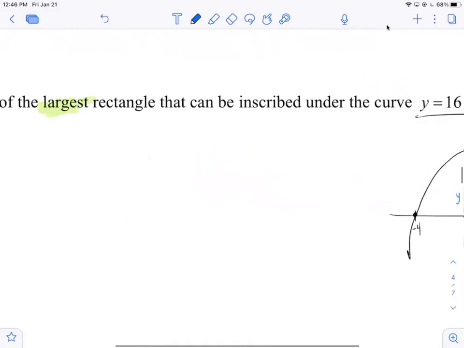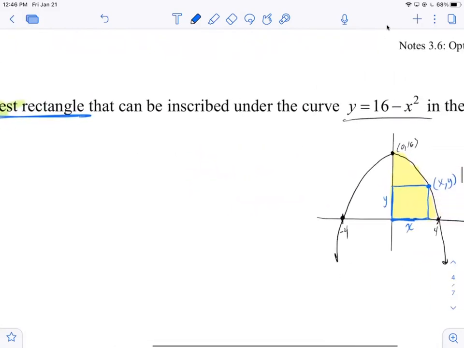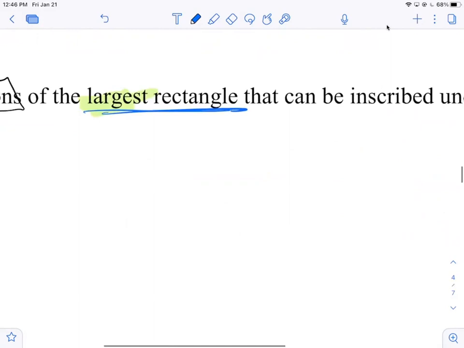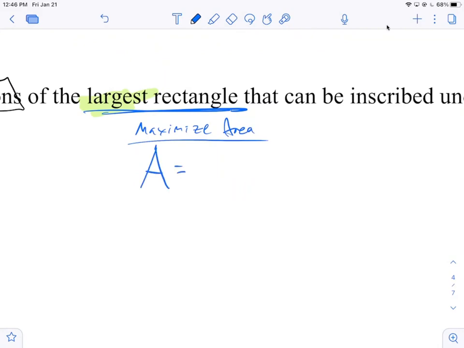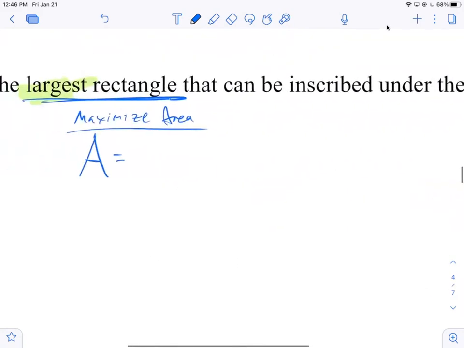So when it says the largest rectangle, what is it that we're trying to maximize? Area, perimeter, what? Yeah, it's implied to be area. It takes up more space. So we're trying to maximize area. Let's write an area equation: A equals length times width, which for us is xy. Okay, cool. There's my primary equation.